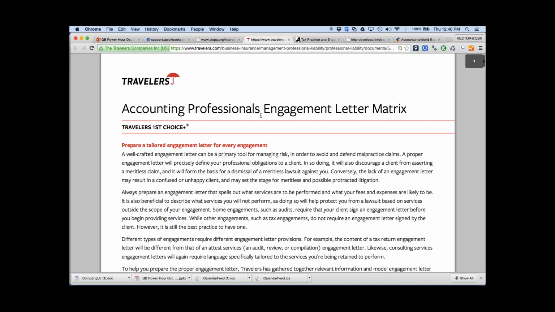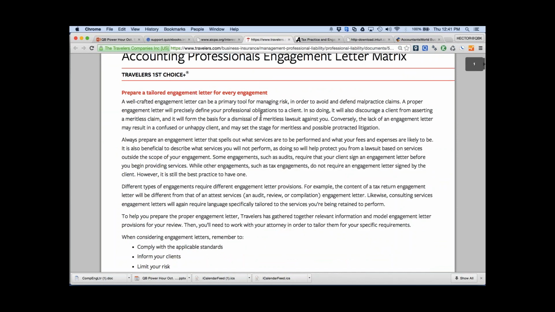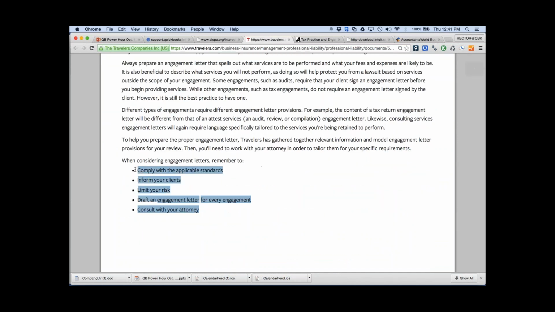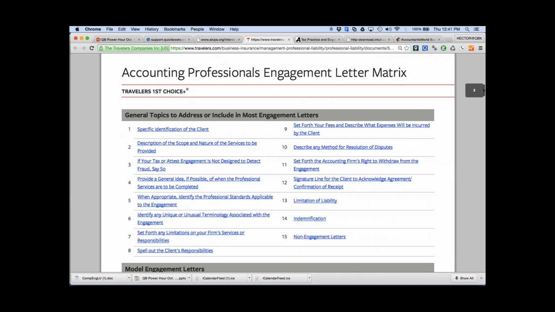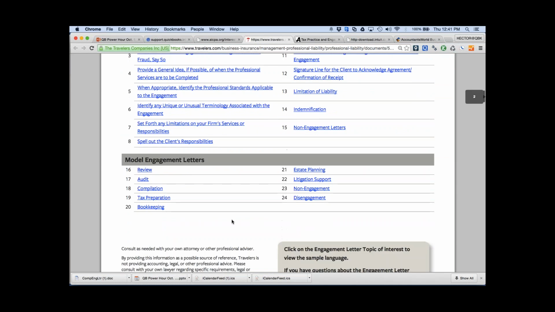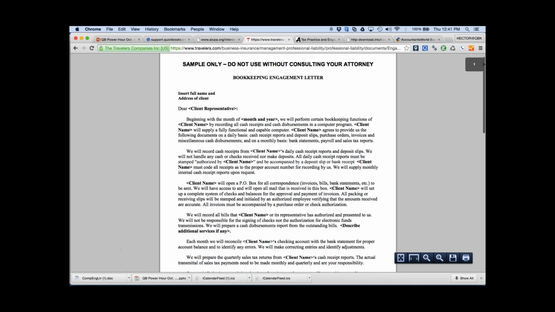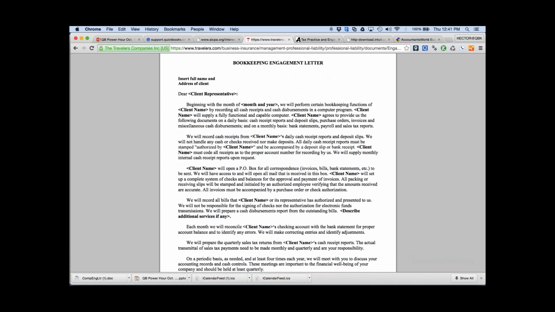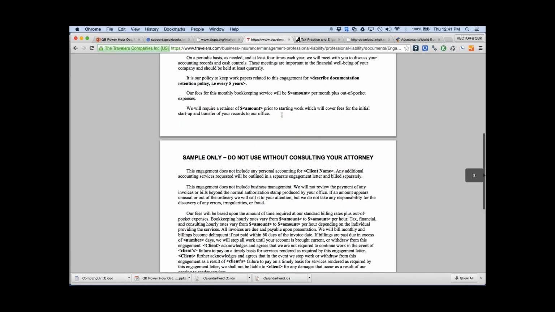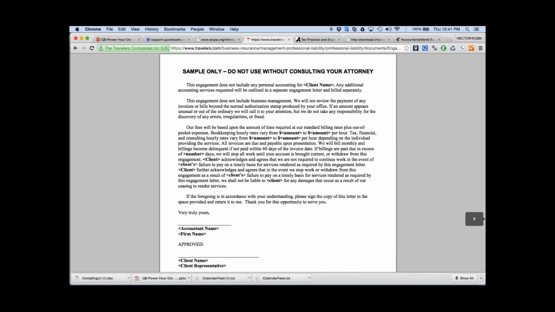The other one here is Travelers Insurance, which has a really cool engagement letter matrix. It's there in the link, and it basically explains step by step what you should do, and what are the things that need to be done before putting together the engagement letter. They actually have links to sample engagement letters for things like tax, bookkeeping, compilation. For example, if I click on bookkeeping, it's going to take me to the sample engagement letter, and they use this narrative mode, where the engagement letter is more of a story saying this is what we're going to do, this is when we're going to start, and then at the very end they talk about the pricing. So I strongly encourage you to look at that one.